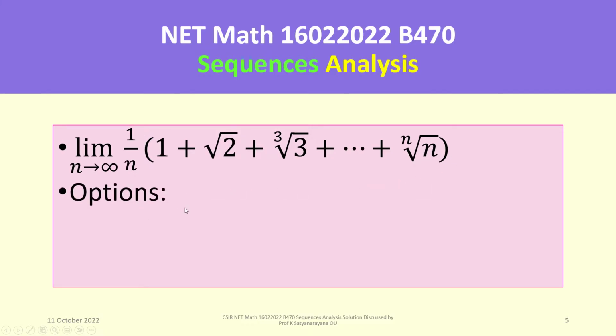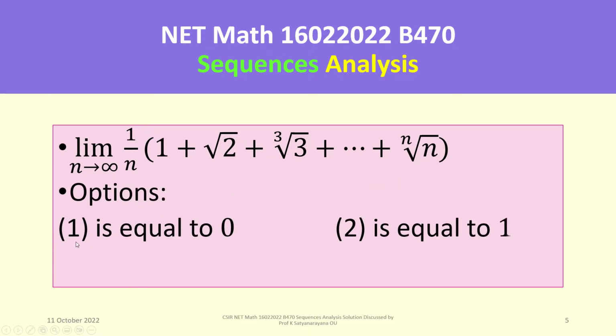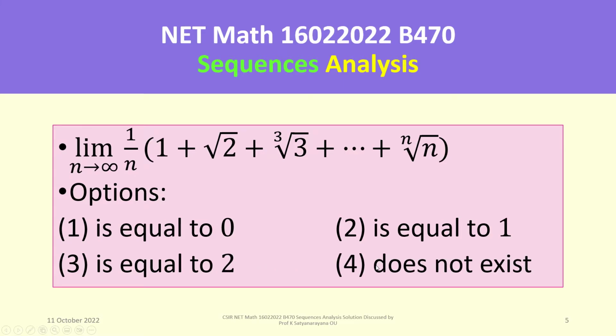The four options are given to us. Option 1 is equal to 0. Option 2 is equal to 1. Option 3 is equal to 2. Option 4 does not exist. We have to find the limit as n tends to infinity of this mathematical expression, and decide which option is true.